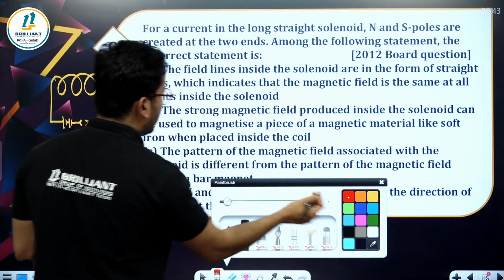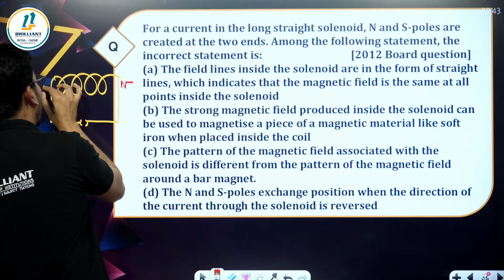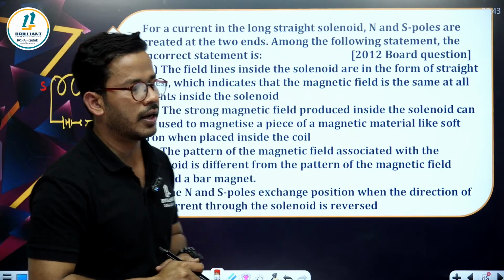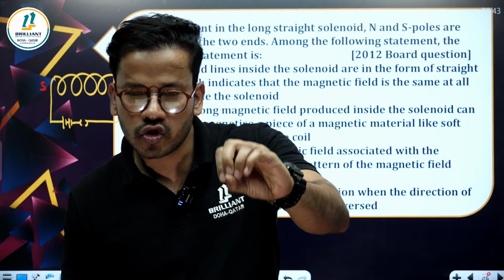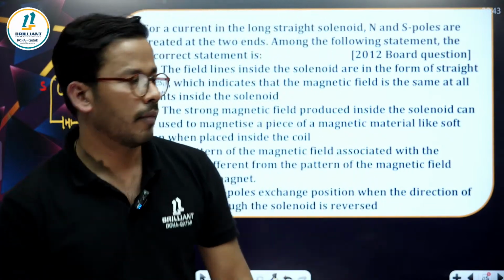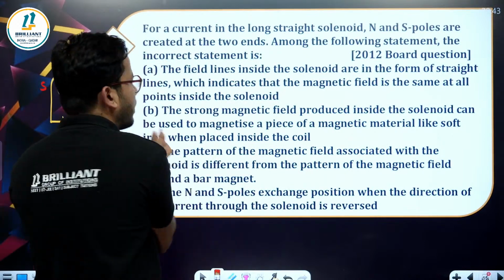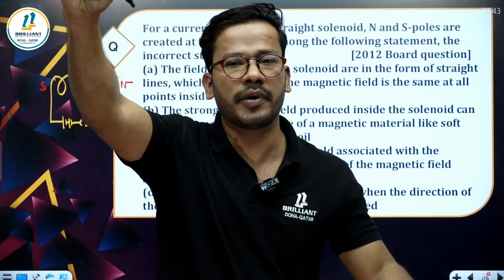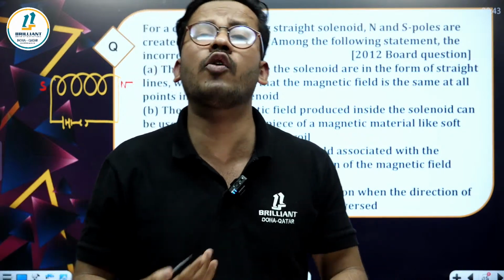So one of the ends, let's say it is North Pole, and the other end, let's say it is South Pole, which you have learned like that. A current carrying solenoid behaves like a bar magnet. How? Because one end of a solenoid behaves as a magnetic North Pole and the other end behaves as a magnetic South Pole. And how are you going to check it?